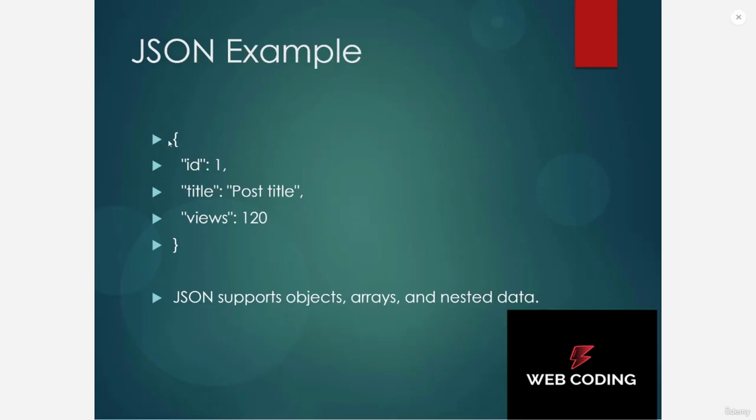All right, a JSON example in here can be something like this. This is a very simple JSON object. Here we have an ID. This can be for a post, and we have the ID as 1, and the title of this post is post title, and the views, the number of views for this post can be like 120, right? So JSON supports objects, arrays, and nested data. This is just a very, very basic example of a JSON object.